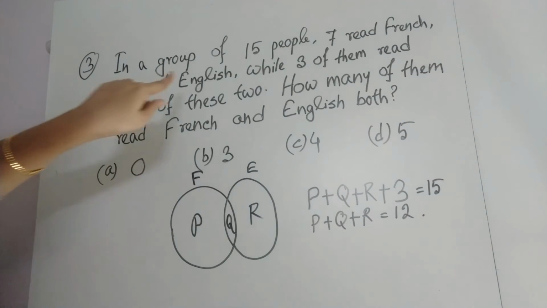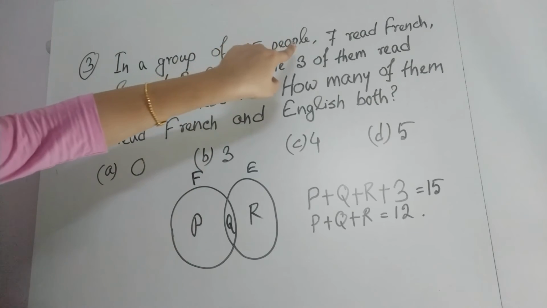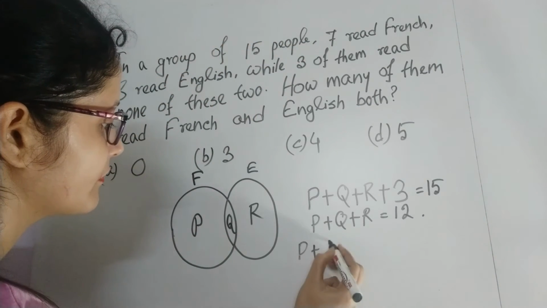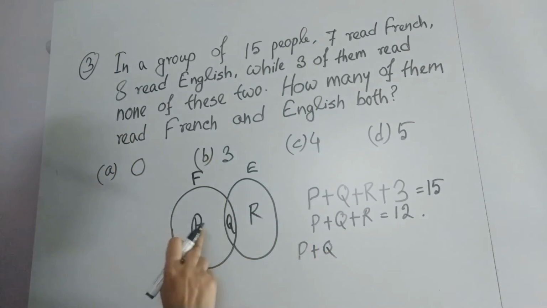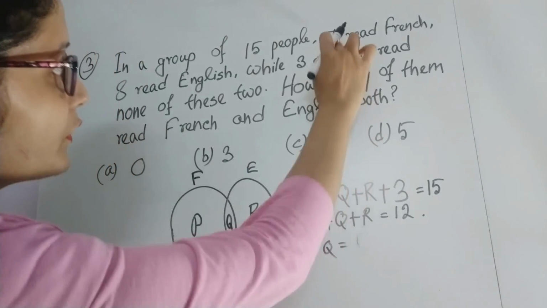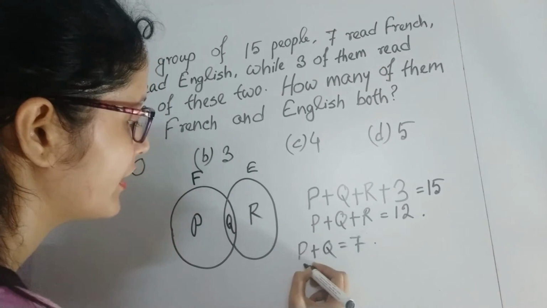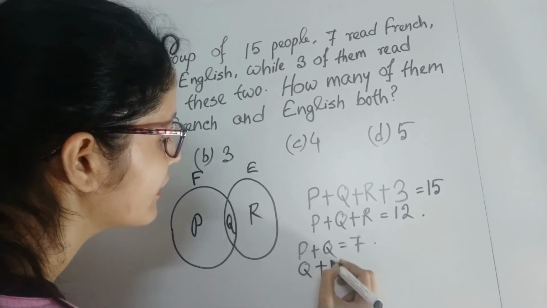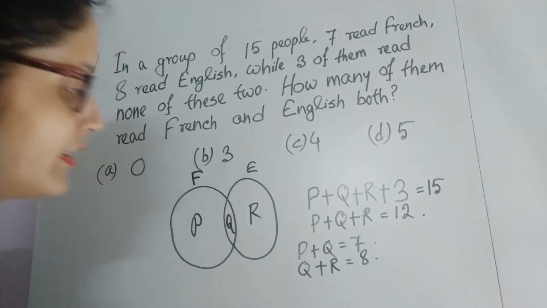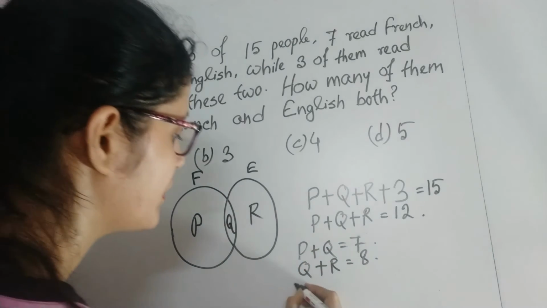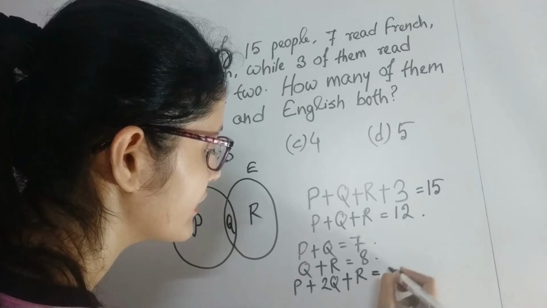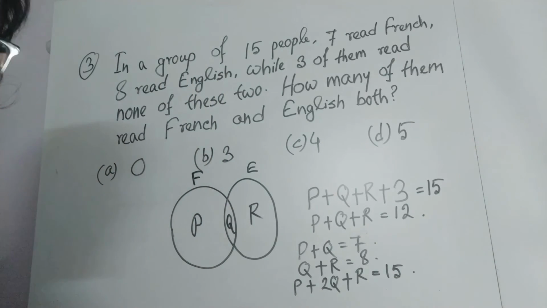Now, P plus Q, those who read French, will be equal to 7. Q plus R, those who read English, 8. So if we add these two, P plus 2Q plus R will be equal to 15. Okay, can you see this?